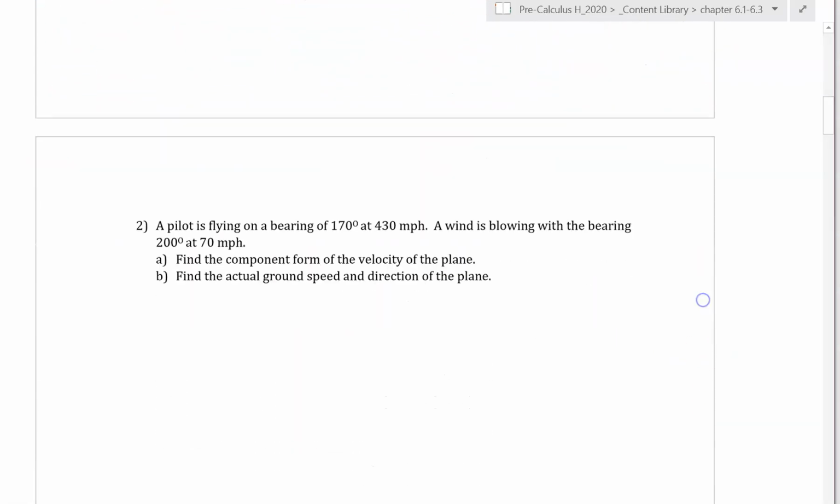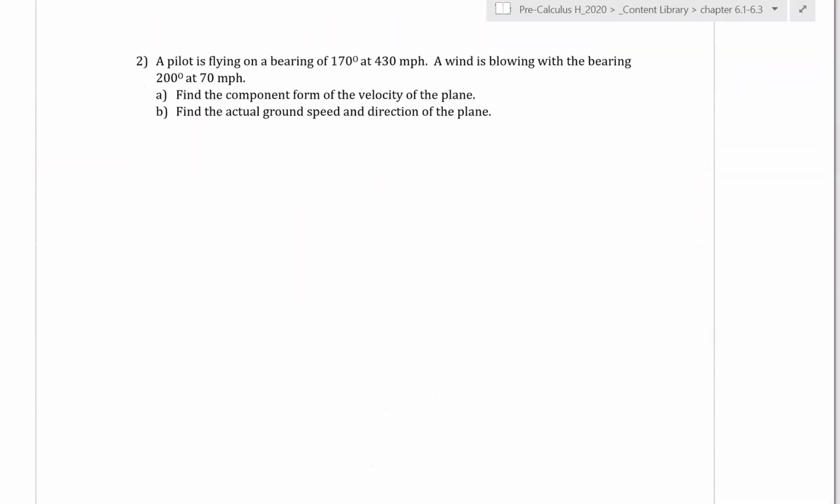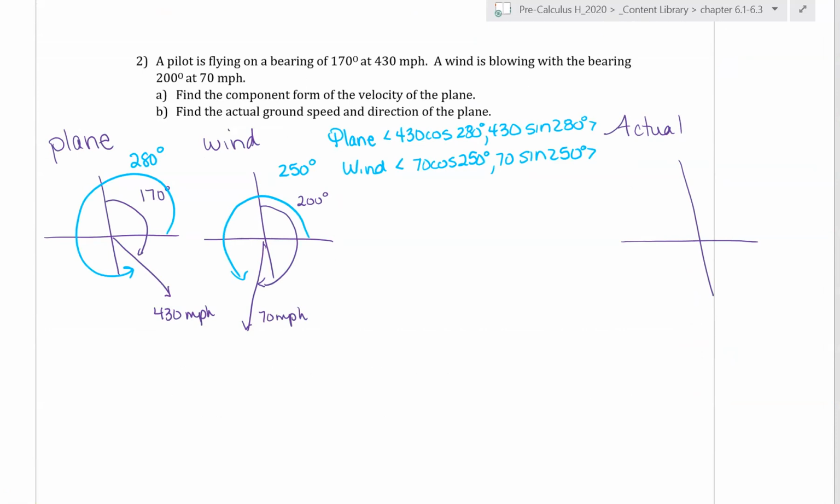Okay, let's talk about the next example. Go ahead and read number 2. Okay, so let's draw a picture. The plane is flying on a bearing of 170 degrees at 430 miles per hour, and the wind is blowing with a bearing of 200 degrees at 70 miles per hour. So again, we need an angle in standard position, because my calculator assumes that the angle is in standard position. So I end up with 280 for the plane and 250 for the wind.